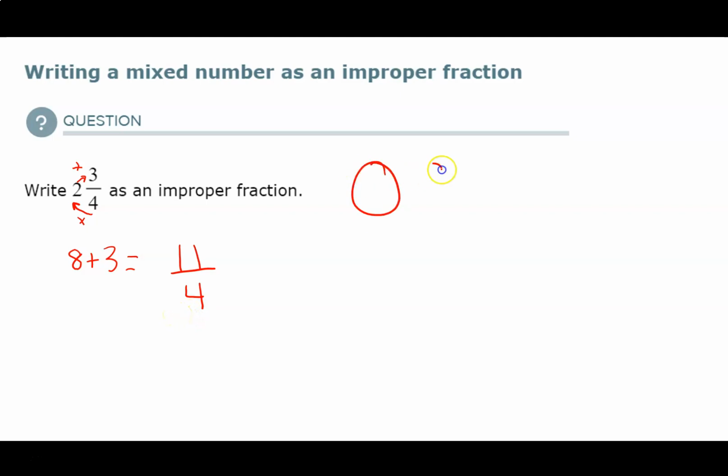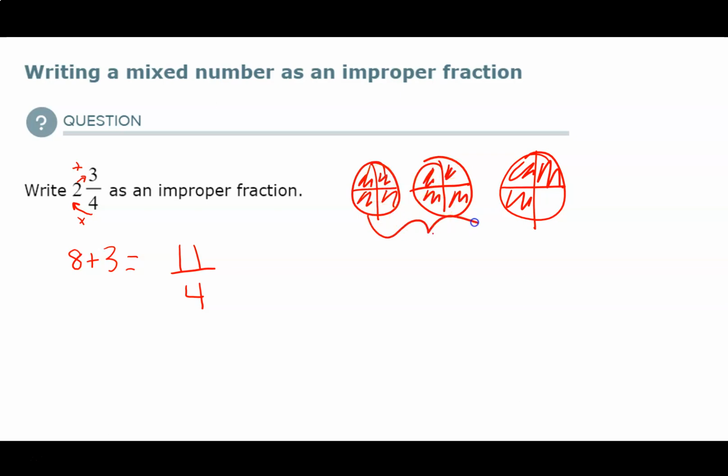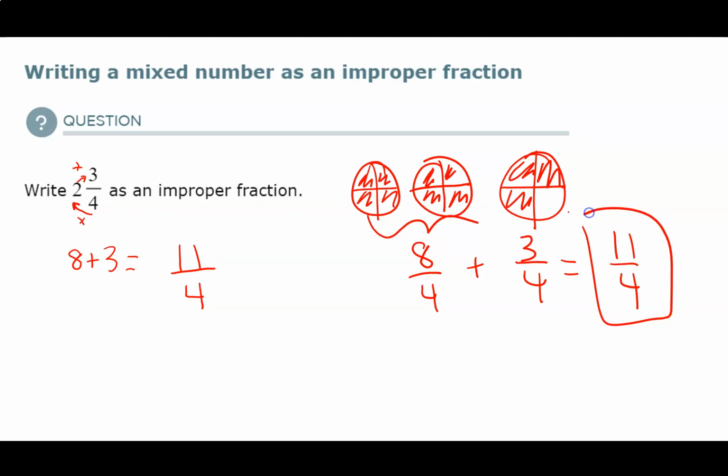If I draw a picture of this, here's my 2 wholes. Here's my 3/4 of another one. So if I split this into fourths, here's my 8/4 plus 3/4 more, which makes 11/4. Okay? So that's how we're getting the idea of the improper fraction. And we call it improper because the numerator is larger than the denominator.